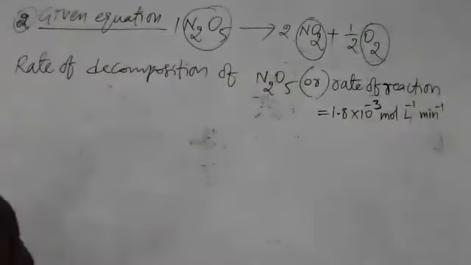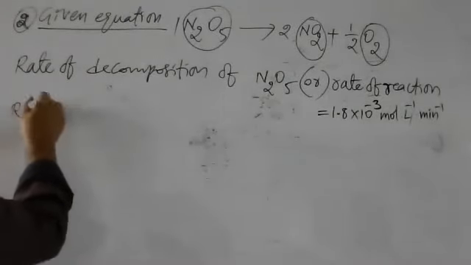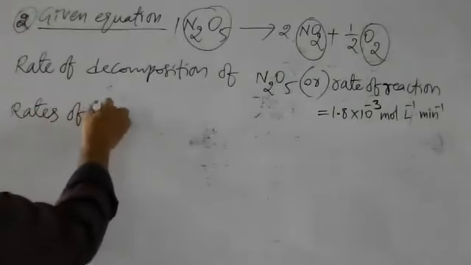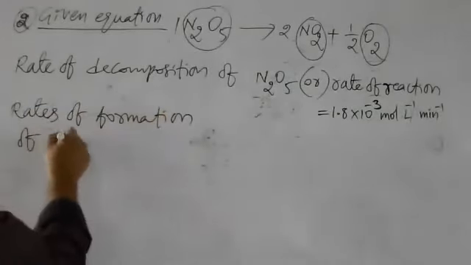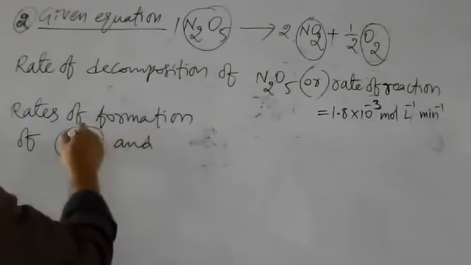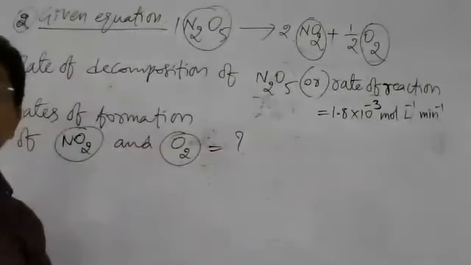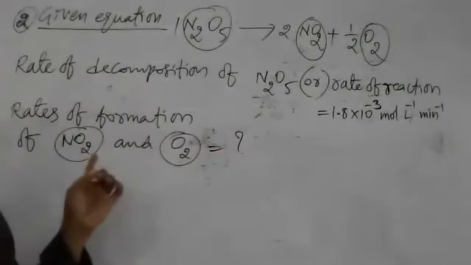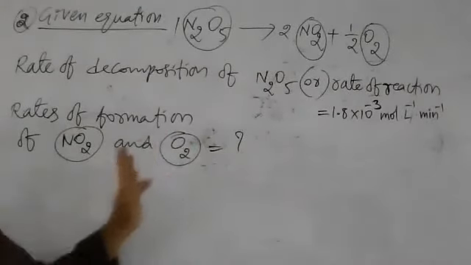Okay, now they asked you to calculate the rates of formation of NO2 and O2. They asked you to calculate what here? The rate of formation of NO2 and the rate of formation of O2. So these two we have to calculate.